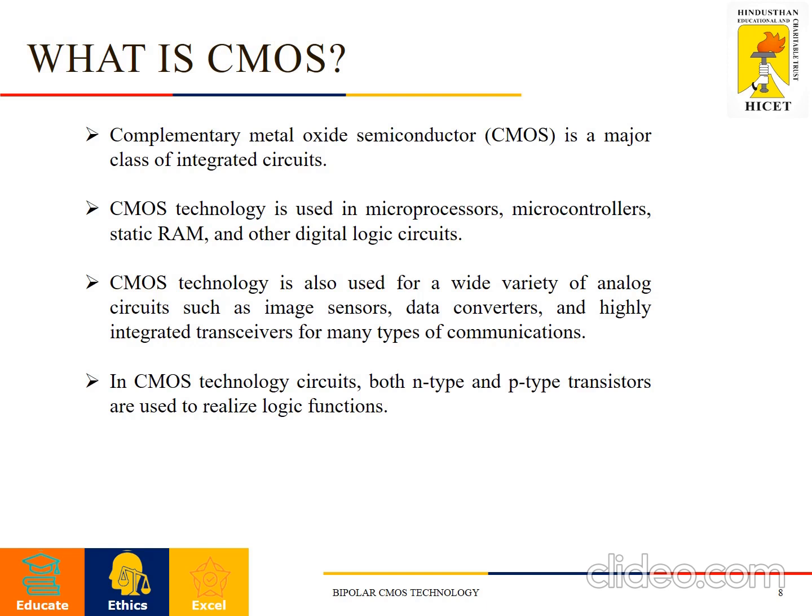All the ICs are fabricated using CMOS technologies, and CMOS technology is majorly used in microprocessors, controllers, static RAM and all other digital logic circuits. The CMOS technology is also used in a variety of analog circuits, not only digital, such as image sensors, data converters, and highly integrated transceivers for many types of communication purposes. In CMOS technology circuits, both N and P type transistors are used to realize the logic functions.